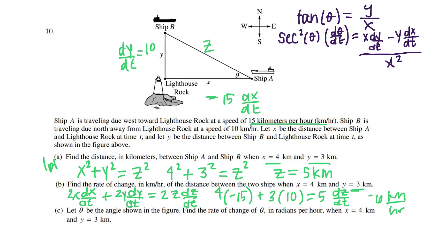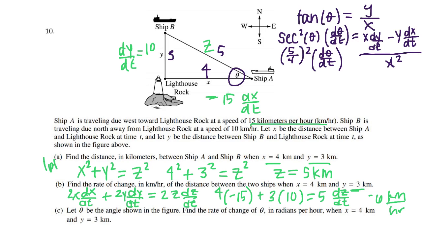We were told that x is 4, so I know this side's 4. We know that y is 3. And we know this other side here is 5. So secant of our angle, let's do that first. Secant is going to be the reciprocal of cosine. And if cosine was 4 over 5, then secant is going to be 5 over 4. And that's going to be all squared times d theta dt, which is what we're looking for. That's the great mystery, d theta dt.